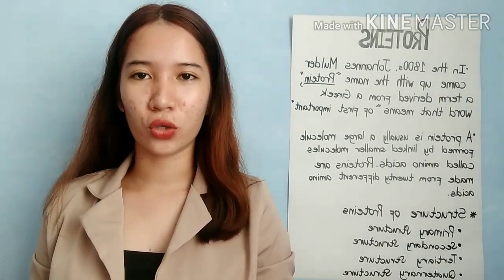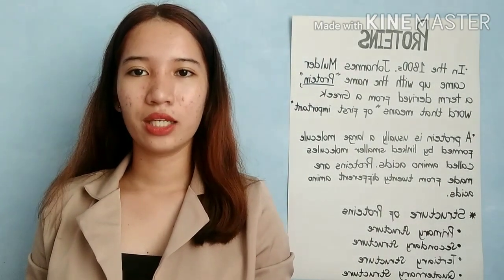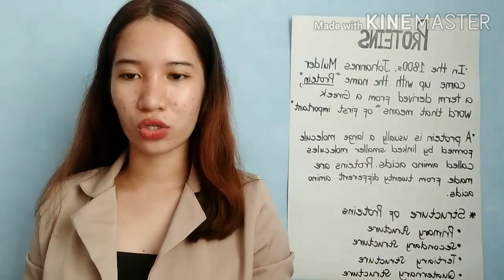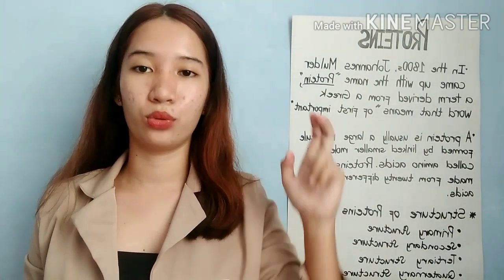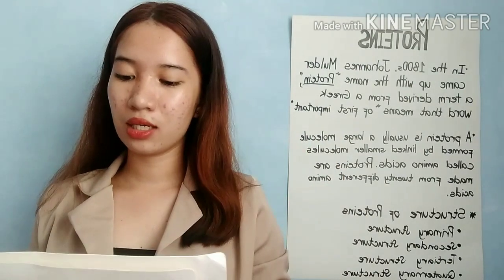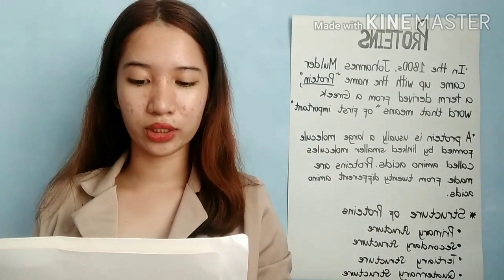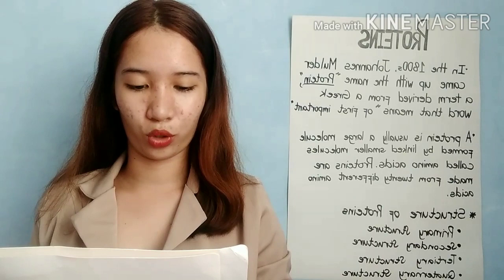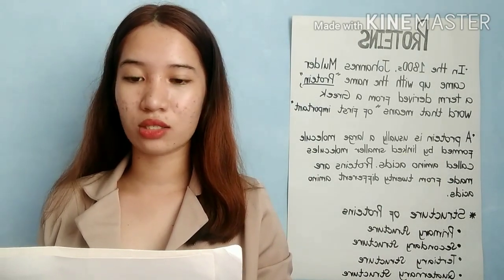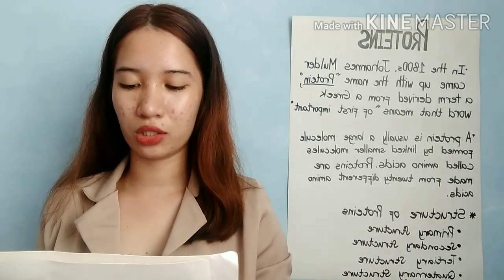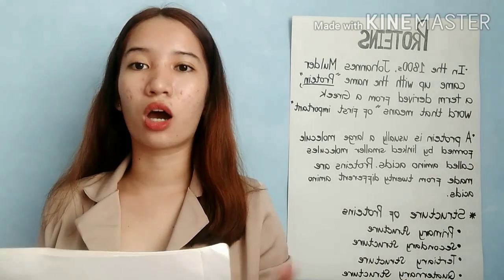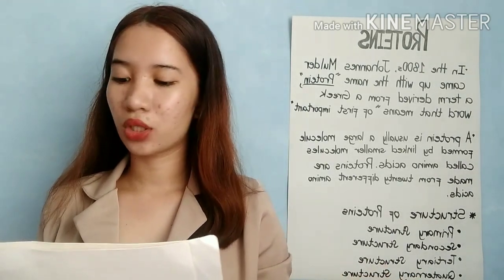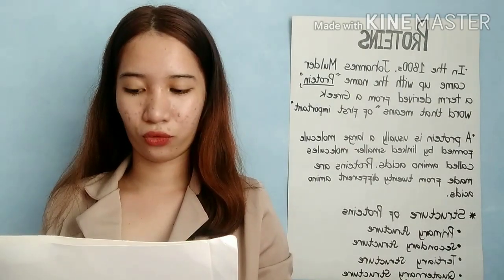So today we are going to talk about proteins. In the 1800s, Johannes Mulder, a Dutch organic and analytic chemist, came up with the name protein. Protein is a term derived from a Greek word that means of first importance. Indeed, proteins are very important food molecules because they provide an organism not only with carbon and hydrogen, but also with nitrogen and so forth.